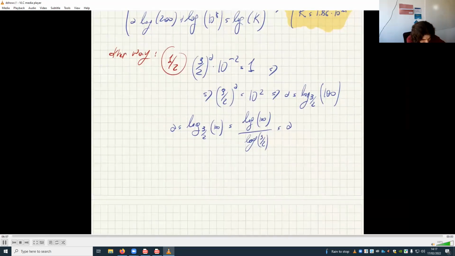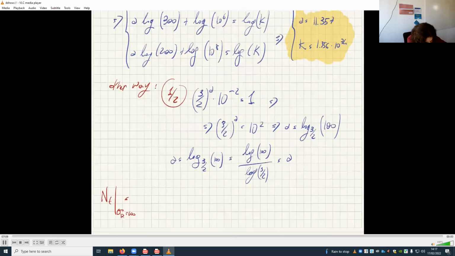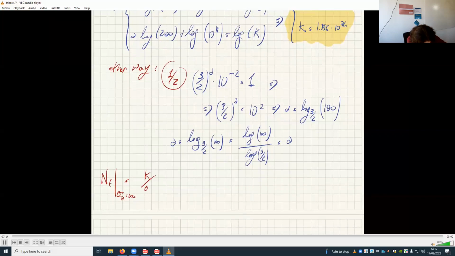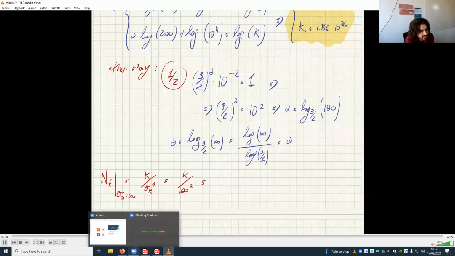So NF at sigma range equals 100 is equal to, so remember the equation is K over sigma R to the power of A, which is equal to K over 100 to the power of A, which is equal to K and A. These are numbers that we just found.